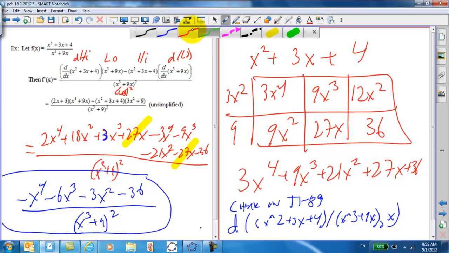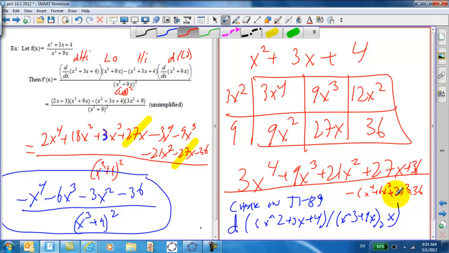Now here's where the TI-89 can help you find some of your mistakes. On the TI-89, I got the opposite of x to the fourth plus 6x cubed plus 3x squared plus 36 all over x squared times x squared plus 9 squared. Now, where did that come from?